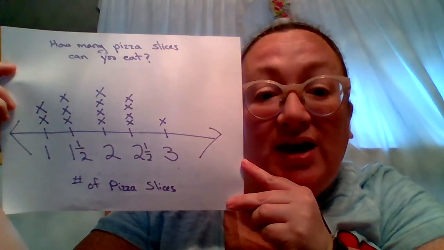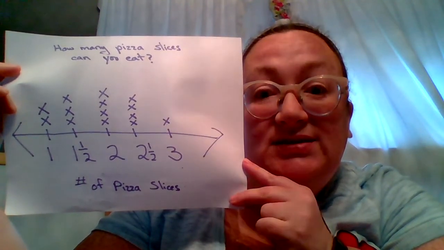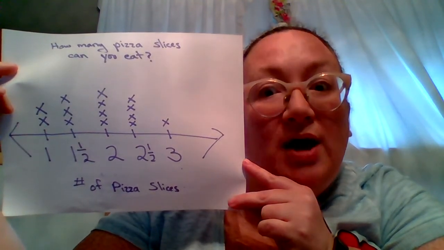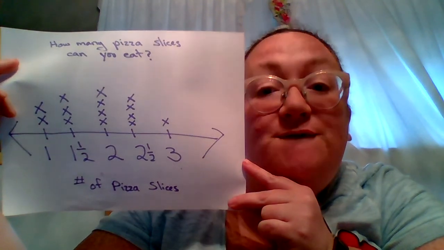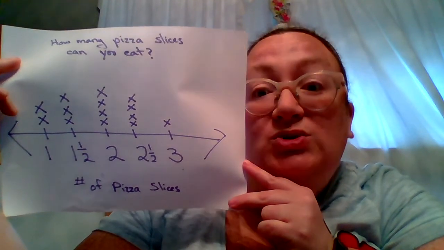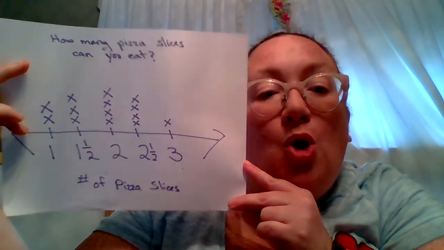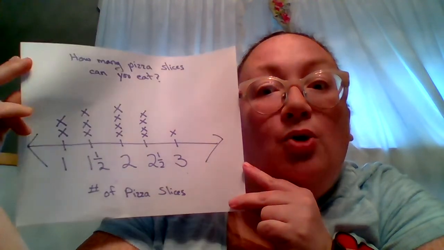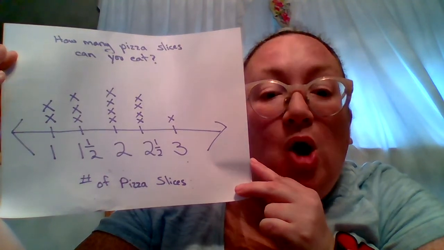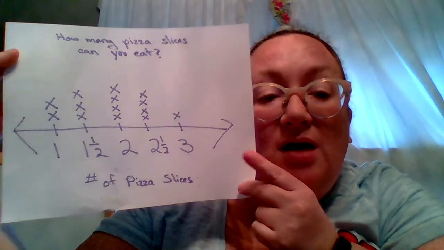So if I look at my data, I can see from the title, how many pizza slices can you eat? The number of pizza slices along the bottom, and the X represents data from a student. So 1 student could eat 3 slices. 4 students could eat 2.5 slices each. 4 students could eat 2 slices each. 3 students could eat 1.5 slices, and 2 students could eat 1 whole slice. All right, so if I were to ask you what was the most amount of pizza slices any student could eat, you should be able to tell me that it's 3.